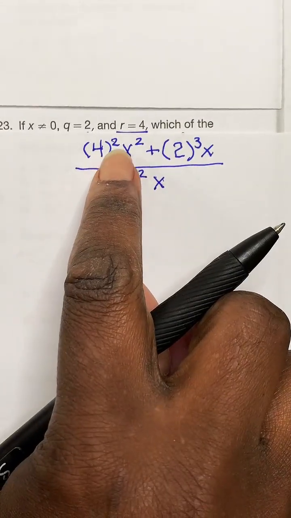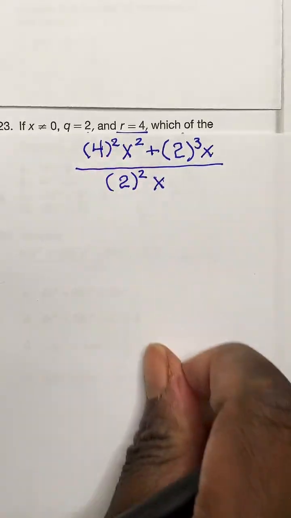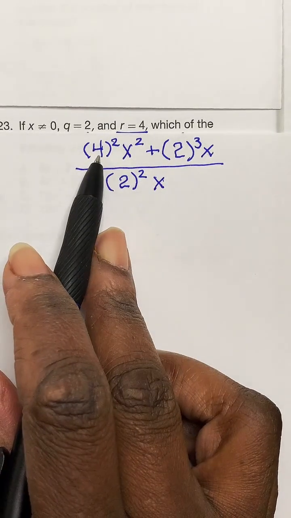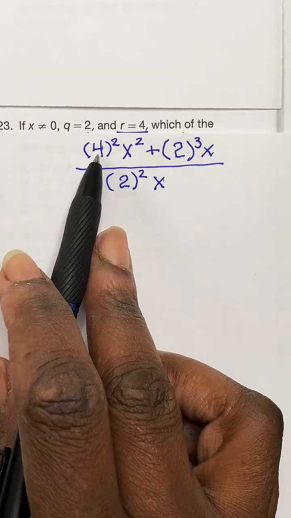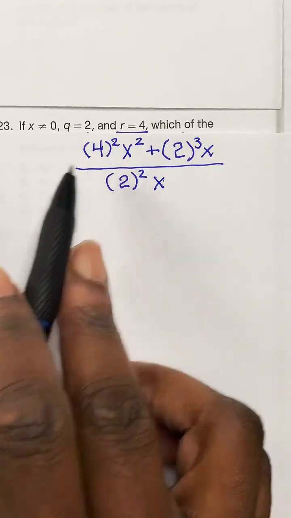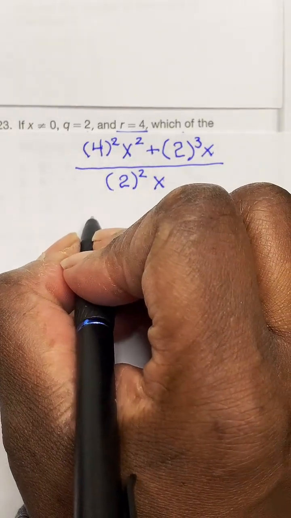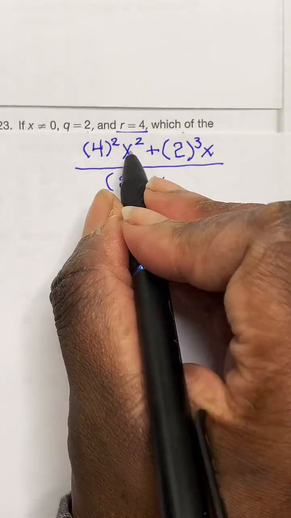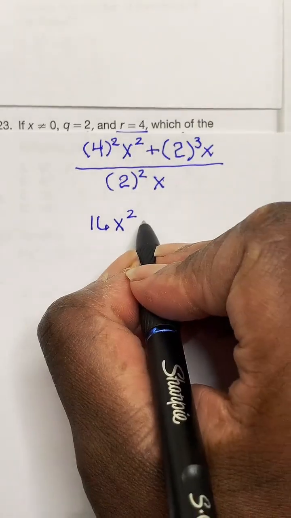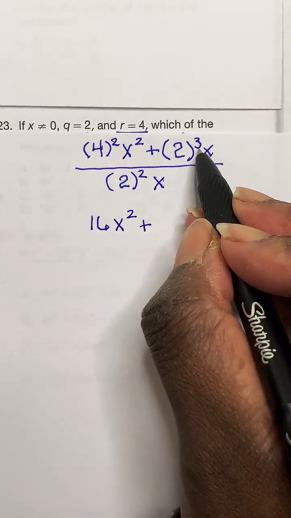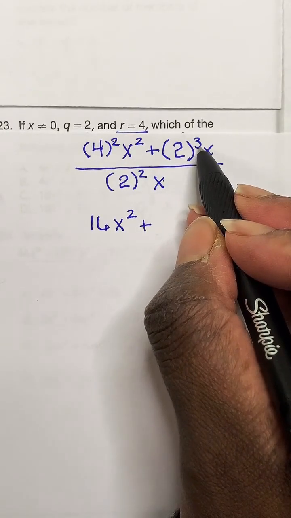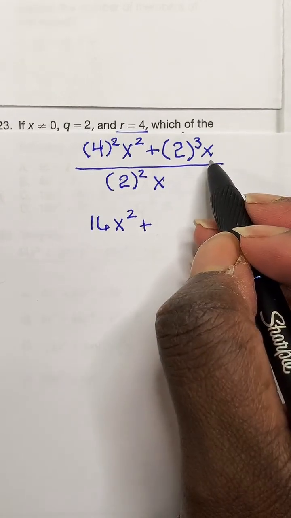So now, 4 squared. 4 squared does not mean 4 times 2. Stop it, okay? 4 squared means I am multiplying this base of 4 by itself twice, aka 4 times 4. So 4 times 4, thank you, Star, is 16, bringing down the x squared, plus 2 raised to the 3rd power, or 2 cubed. Again, that doesn't mean 2 times 3. It means 2 times 2 times 2.